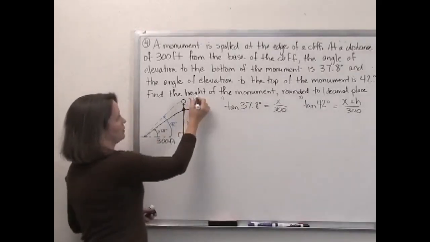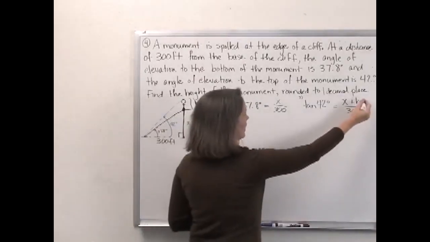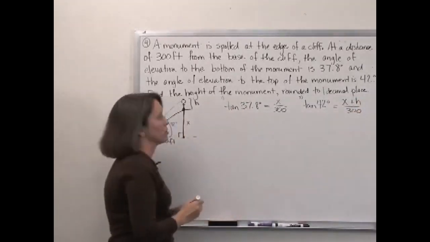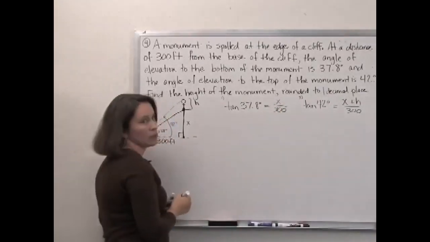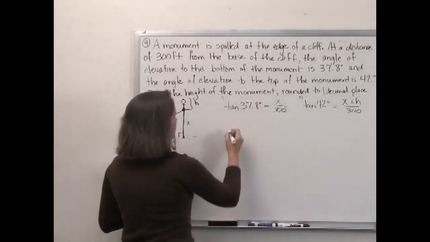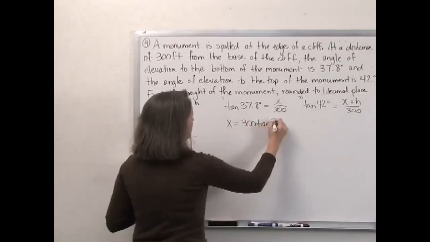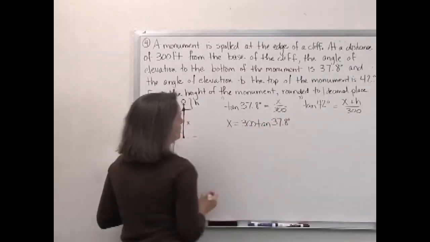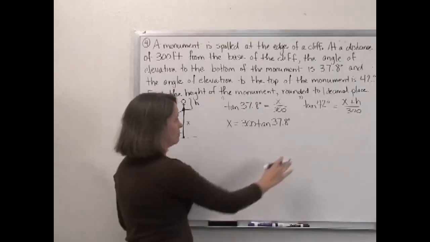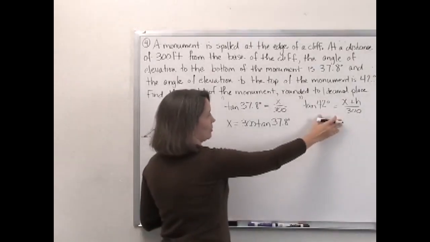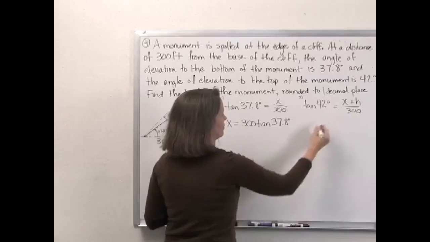We're going to use some algebra to solve for our missing information. Ultimately, we need to find the height of the monument, and remember, we called that h. So our goal is to find this h. We're going to use substitution. Take this first equation and solve it for x. How do we do that? Multiply both sides by 300. So x is 300 times the tangent of 37.8 degrees. Before I do any substituting, I'm going to do something to this equation as well. I'd like to not have that fraction in my way, so I'm going to multiply both sides of this one by 300 as well.